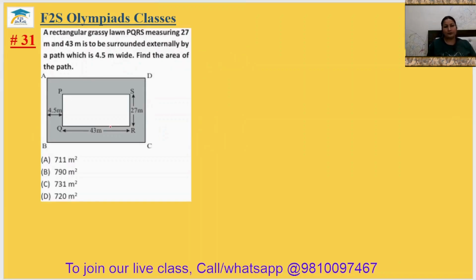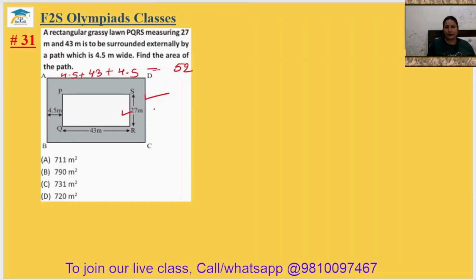Question number 31. A rectangular grassy lawn PQRS measuring 27 meter by 43 meter is to be surrounded externally by a path 4.5 meter wide. Find the area of the path. To find the area of the path, we can find the area of the big rectangle and the small rectangle, and just subtract. Area of the big rectangle is length multiplied by breadth. The length is 43 plus 4.5 this side and plus 4.5 this side. When you add all of them, you will get 52.